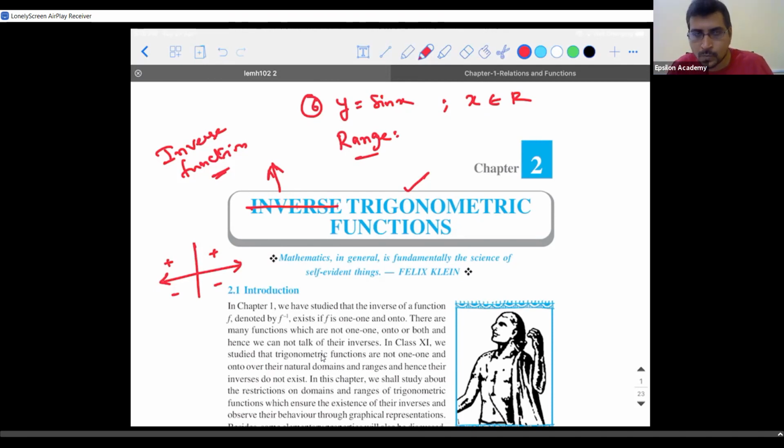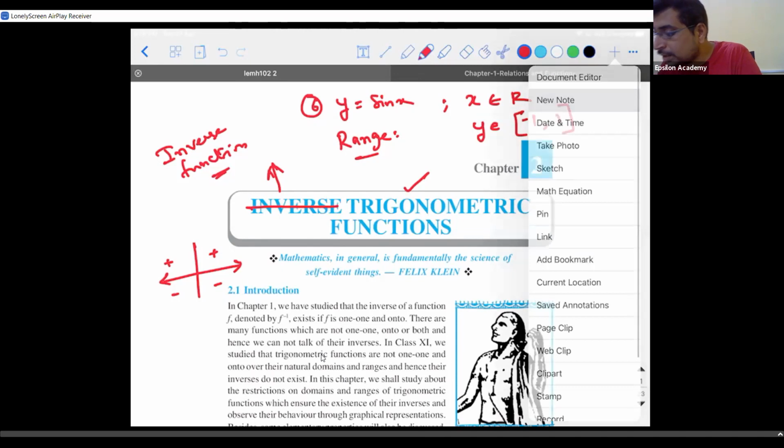And minus 1. So y belongs to -1 to 1. Is it closed bracket or open bracket? Closed bracket, sir. Closed bracket, because -1 will also come as an output, +1 will also come as an output, right? So can I say like this?